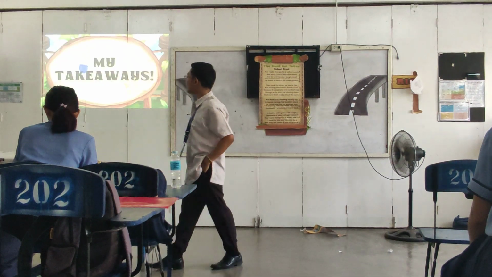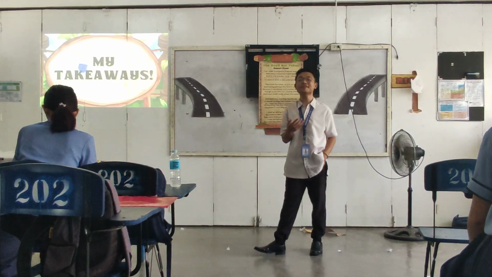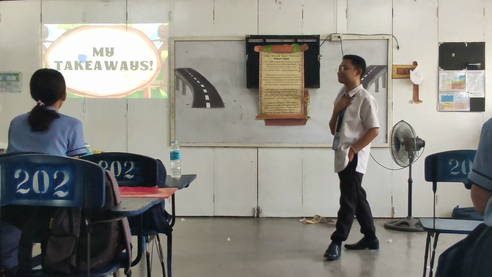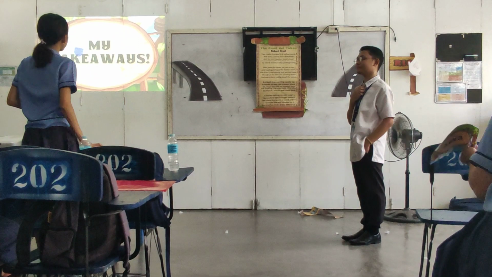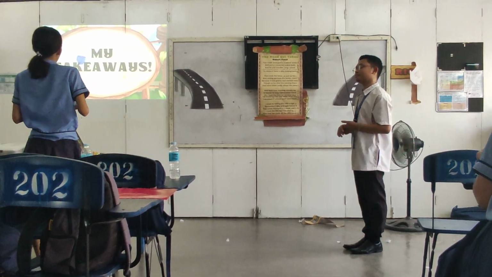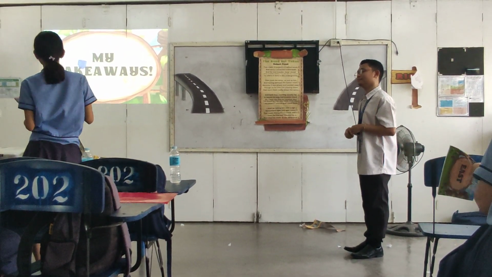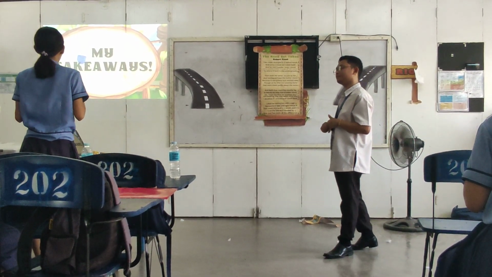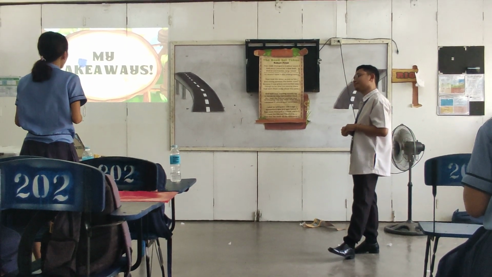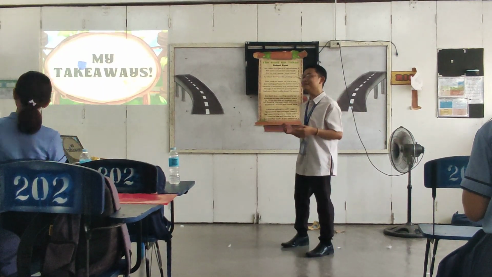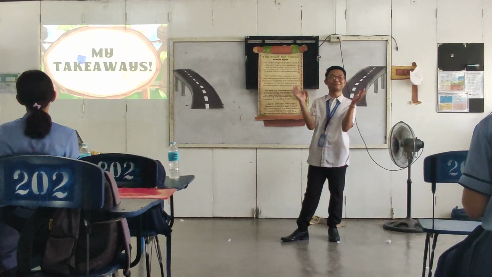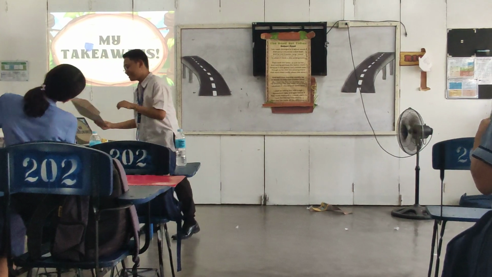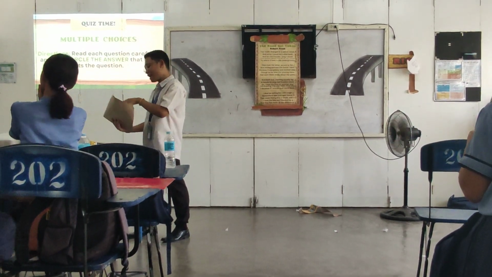So at this juncture, may I know what are your takeaways about our poem? Let's have Miss Simone. My takeaway for the poem is that whatever decision you make, each of them will have different obstacles to face, and in the end, you will always have the outcome that you want. Let's give Miss Simone a slay clap. Slay! Alright.